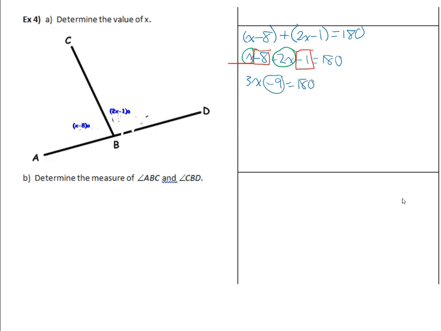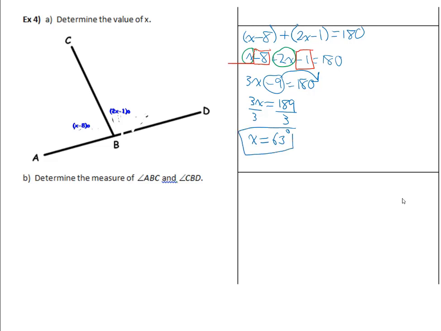Well, now I actually have to take this and move it over here. And when I do that, that negative 9 becomes positive. And we are left with 3x on the left side and 189 on the right, because 180 plus 9 gives us 189. I jumped a step just to move things along a little bit quicker. Then we divide both sides by 3. Now this is a little tricky. If you have a calculator, you can do this. What's 189 divided by 3? You should get 63 degrees. So that's our x value.